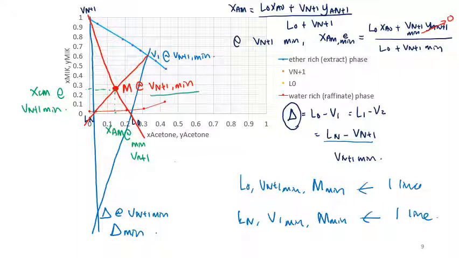Then if I can read the value of X_AM at minimum V_{N+1}, I know this, and I know this, I know this, I know this. The only thing I don't know is V_{N+1} minimum, so I can rearrange this equation to actually get the minimum flow rate for solvent. Okay?